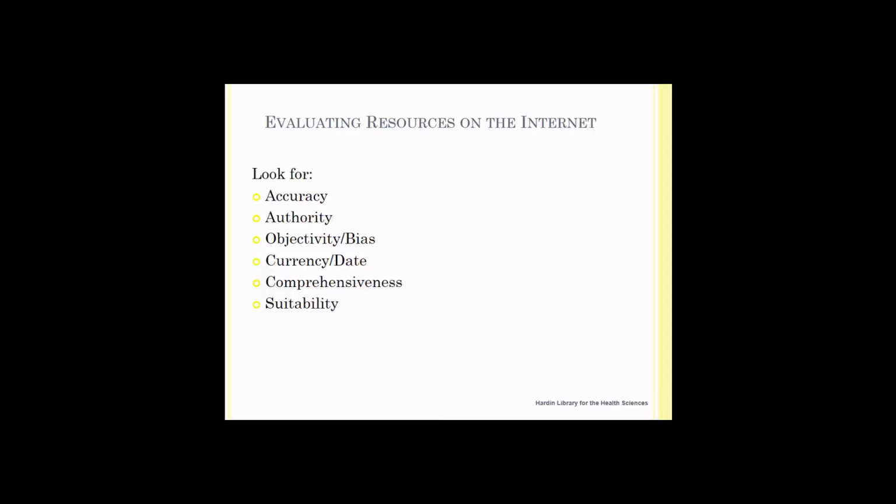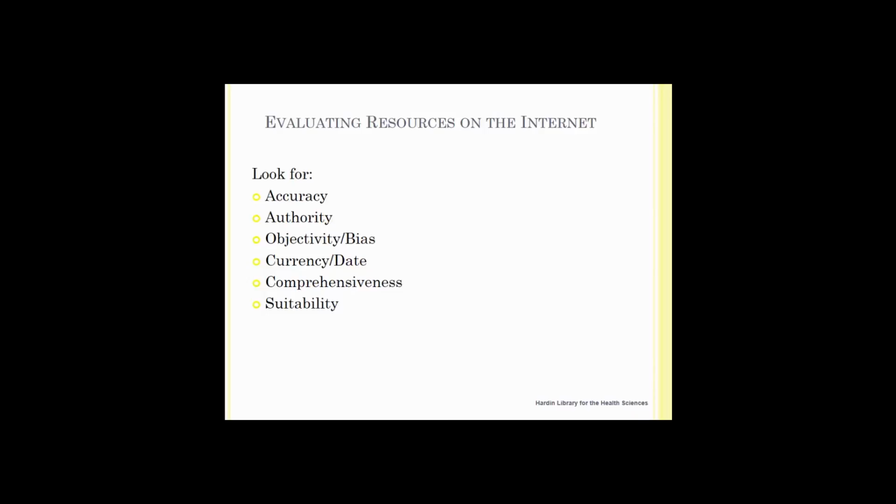Objectivity and bias, and again, this could go with the .gov versus the .com. Is there any bias in the information that you're finding on the internet? And again, that's based on the information that you're looking for. How current and up-to-date is the information? The easiest way to find that is just go down to the bottom of the website and see when it was created and when it was updated.